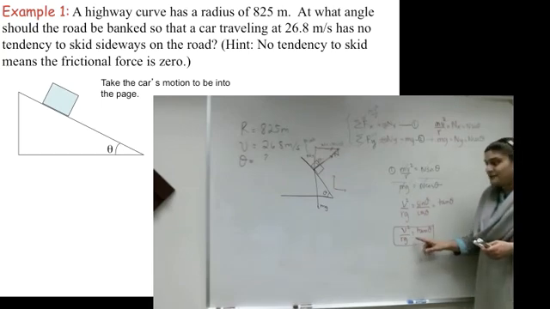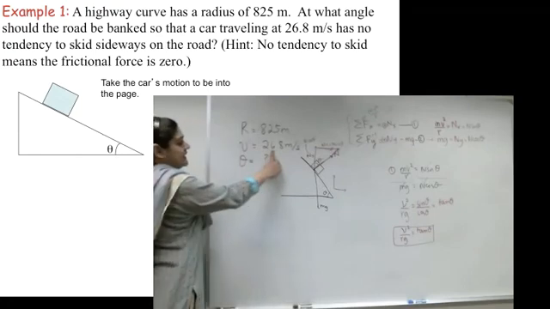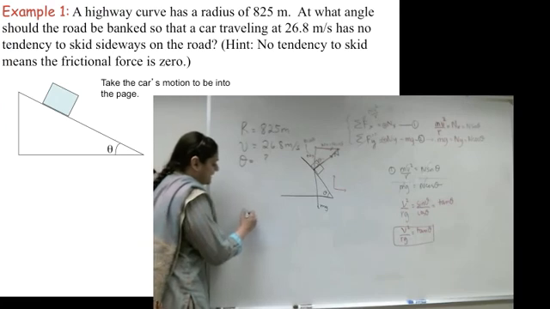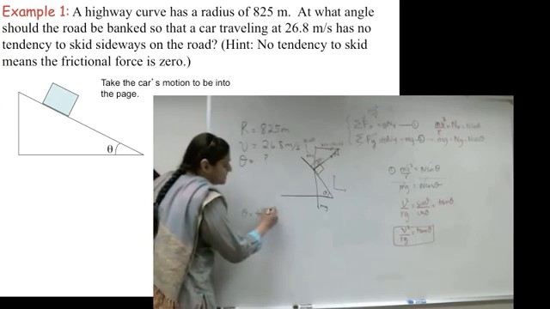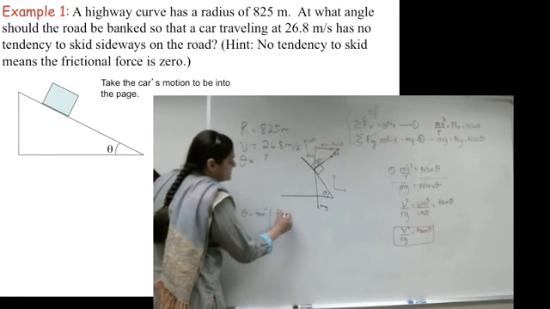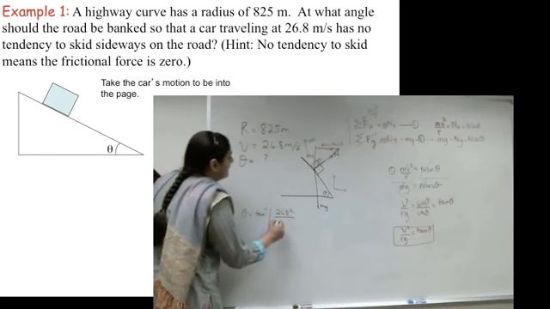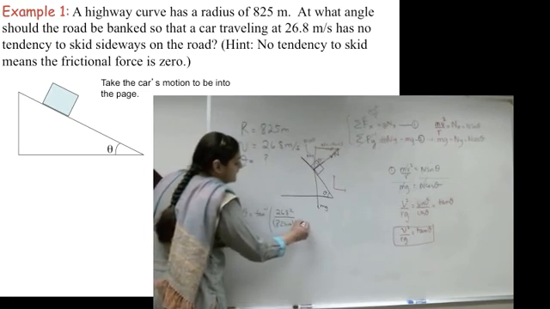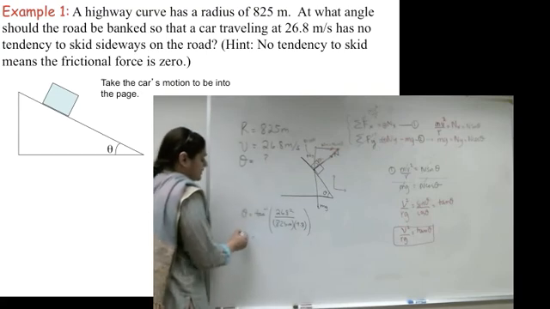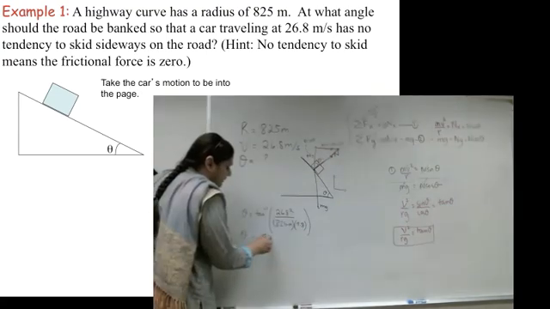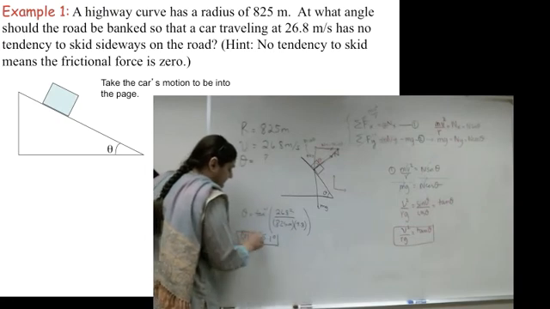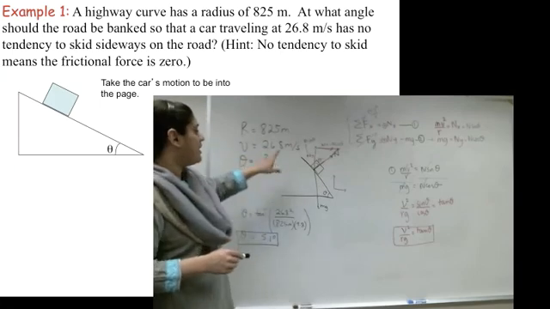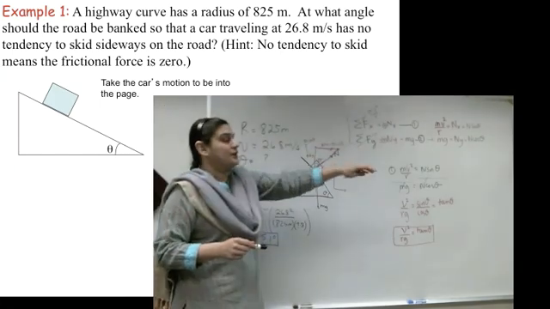So now that I have this expression, I can come back to here, and I have a v, and I have an r, and I know the value of g. I can calculate theta real quickly. So theta will be tangent inverse of v squared, which is 26.8 squared, divided by r, which is 825 meters, divided by 9.8. You do the math real quick, and your banking angle comes out to be 5.1 degrees. Okay? So this is how much the road needs to be banked in order for a car traveling at this speed to round the curve properly.